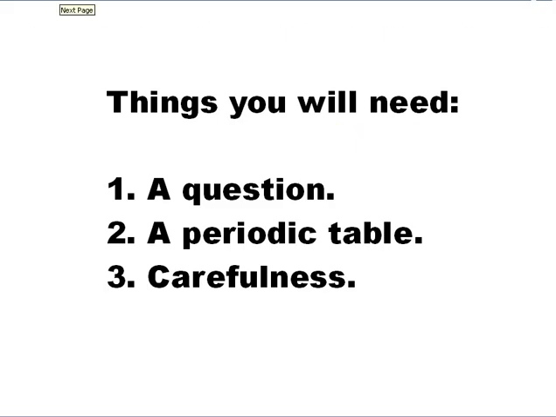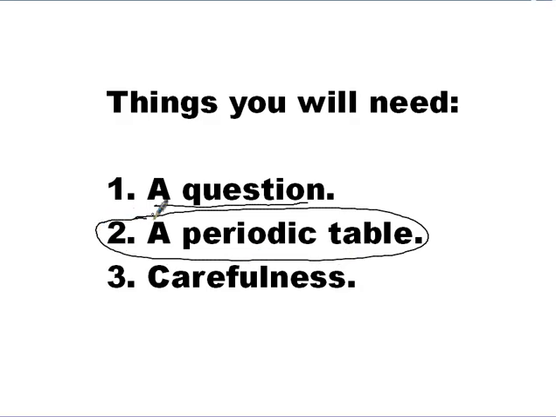Here's what you need. Questions, I'll give you lots of questions. You don't need to worry about that so much. You need a periodic table. This is so important. You need a periodic table every time you're doing nomenclature. It will make your life so much easier. And carefulness. Just go carefully and slowly through these, and they can be pretty easy to do. And you'll get good at it eventually.